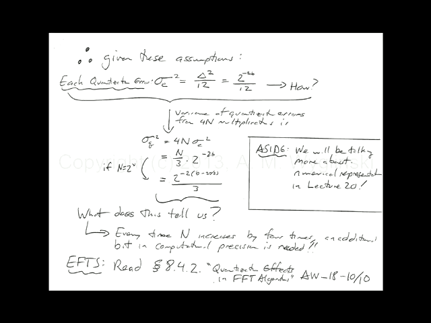And at the end of the day, we get something that looks rather complicated, but what this tells us is that whenever we increase n, we have an additional bit of precision that's needed. Okay? You can find out a little bit more about this also in section 8.4.2 in your course textbook.